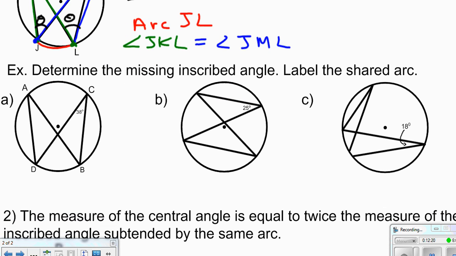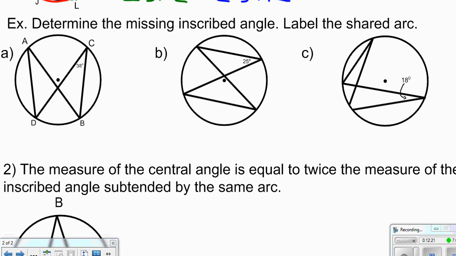Okay, so we're going to apply this. So we need to find as many missing angles as possible. So the angle that we know is angle DCB, and this is an inscribed angle.